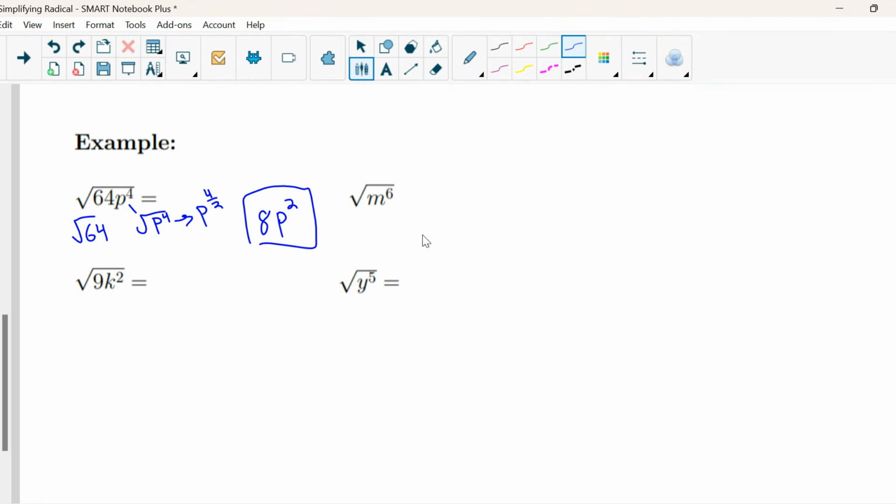All right, over here, I have the square root of m to the sixth power. Remember, square root has an index of 2. Since 6 is divisible by 2, I can go ahead and divide these. So I've got m to the 6 divided by 2 power, or m to the third power. Okay? That is how we'd go about simplifying those two. Write down these other two. We will go over those in class together.